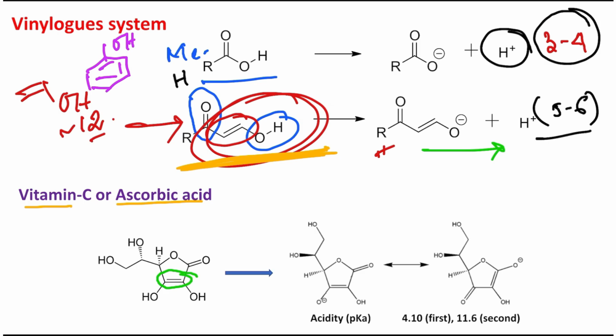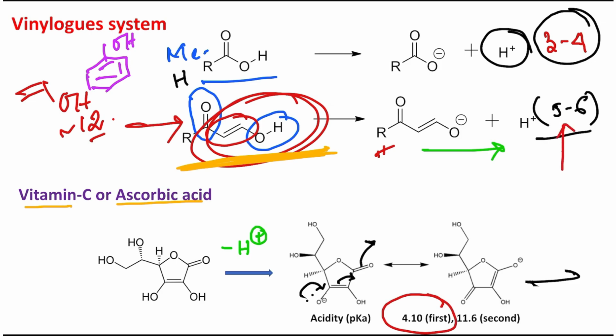And if you look at the deprotonation, means removal of H plus, it produces this O minus. Here it also has a resonance, means this lone pair of electrons can come here, it can come here, it can open. So that's why this comes. And if you look at the pKa, 4.10, you will be surprised. Previously the pKa was 5 to 6, here it is 4.10.